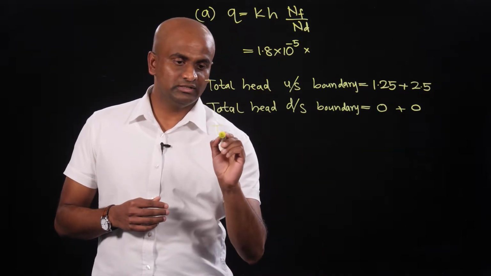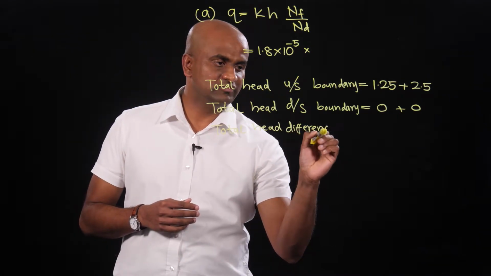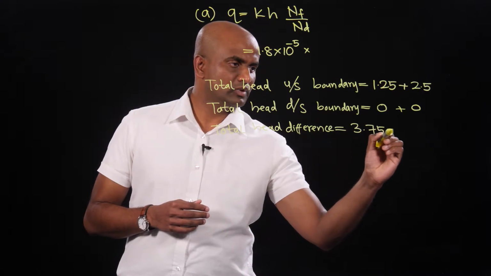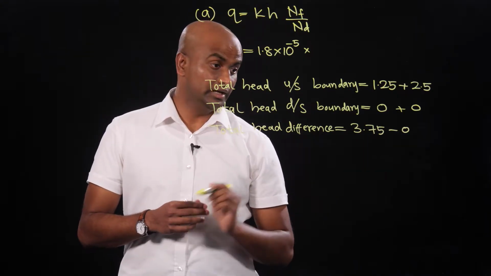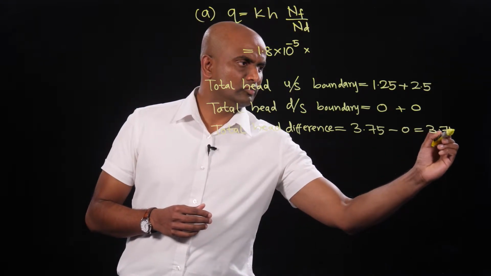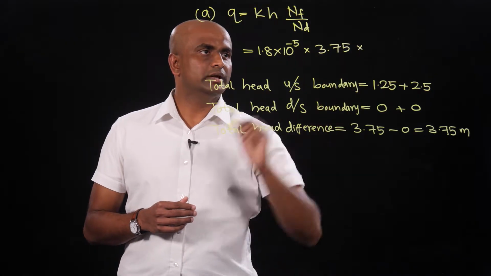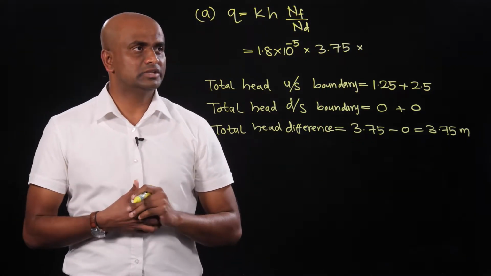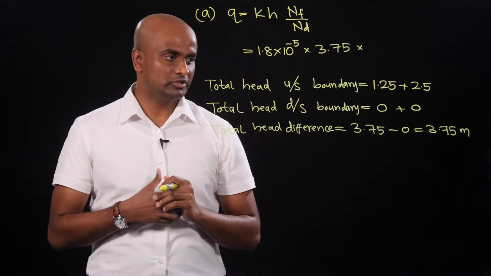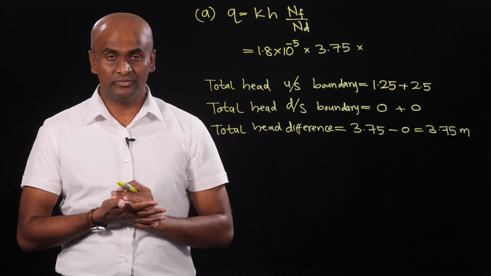Therefore the total head difference will be 3.75 at the upstream boundary minus 0 at the downstream boundary, which will be 3.75 meters. So we substitute 3.75 here, and then N_F and N_D. N_F is the number of flow channels, so you have to refer to the flow net diagram in order to get the N_F and N_D values.